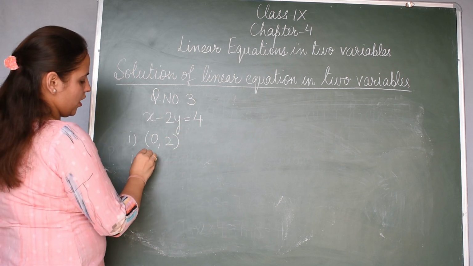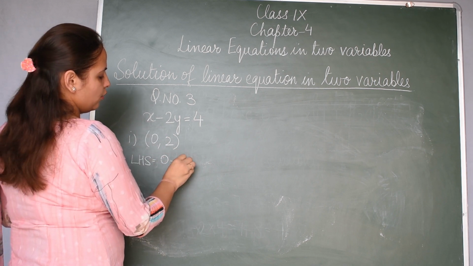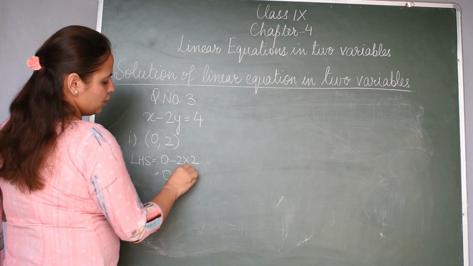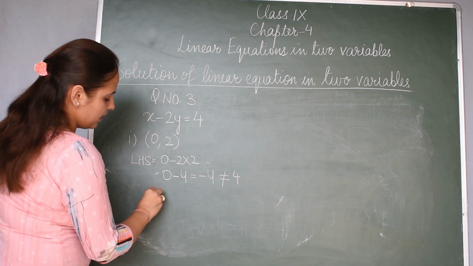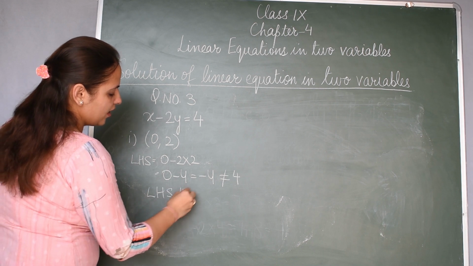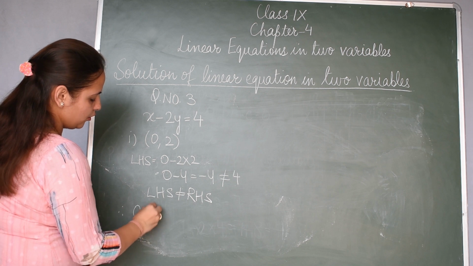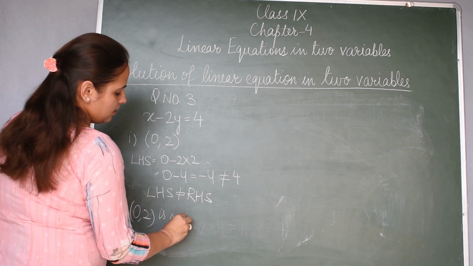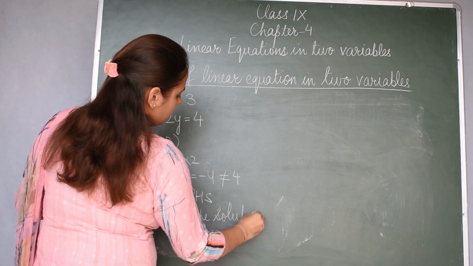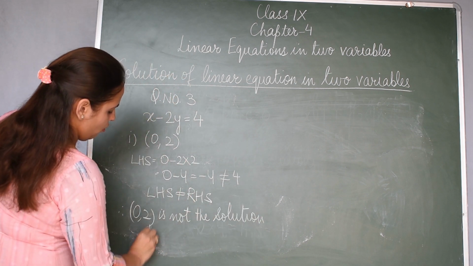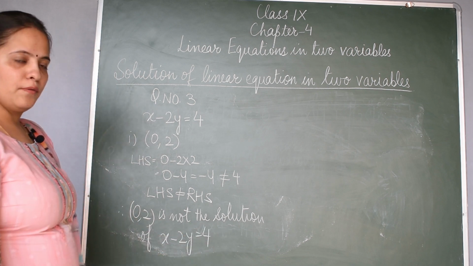So let us check. LHS is equal to x is 0 minus 2 into 2. So 0 minus 4 is minus 4, which is not equal to 4. That means your LHS is not equal to RHS. So you can say therefore 0, 2 is not the solution of x minus 2y is equal to 4.